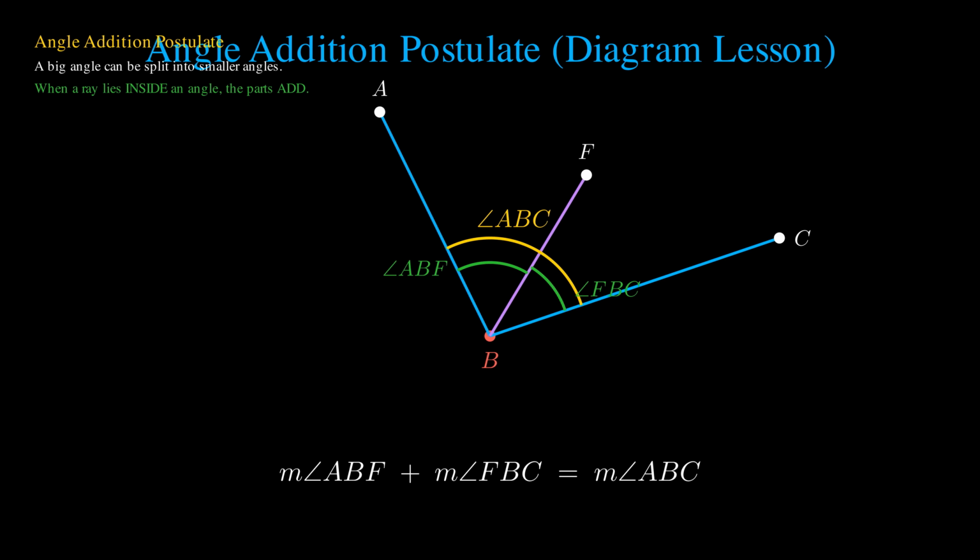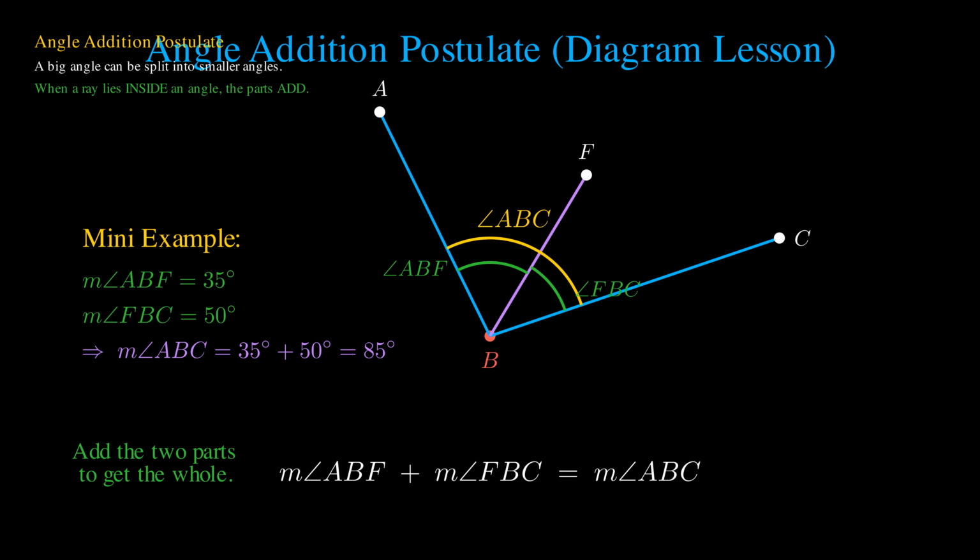Notice how each part of the equation matches a piece of the diagram. One small angle corresponds to one part of the equation. The other small angle corresponds to the second part. And together, they equal the large angle. So the diagram and the equation are showing the same idea.